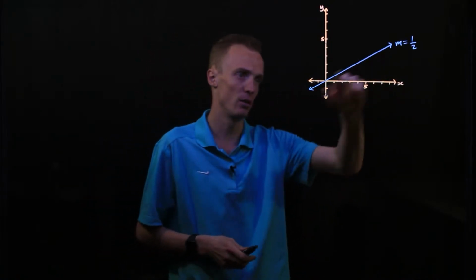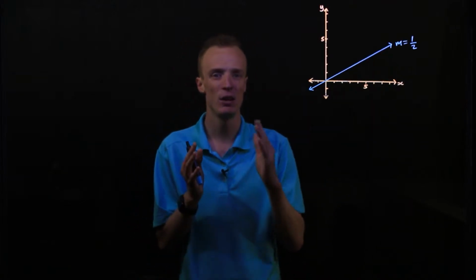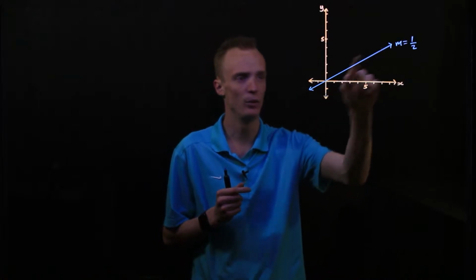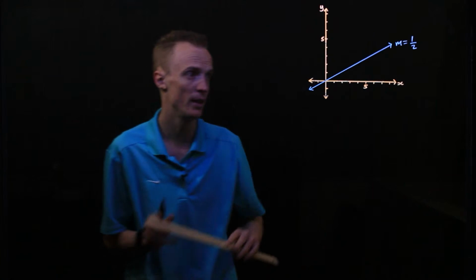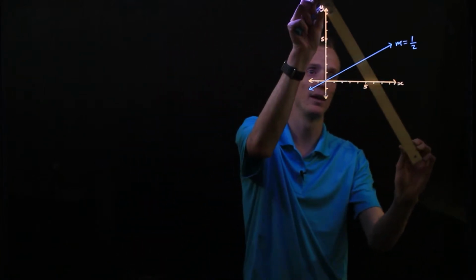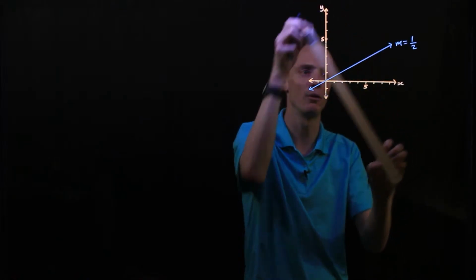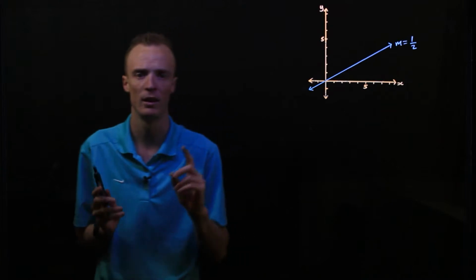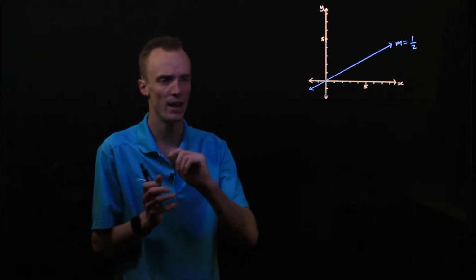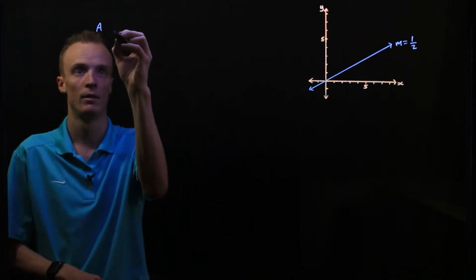So let's consider this line here. A perpendicular line is any line that's at right angles to our line that we've got here. For example, if we put our ruler here, we've now got a line that's approximately at right angles to our original line. So that is what a perpendicular line is. It's any line that's at right angles to our original line.